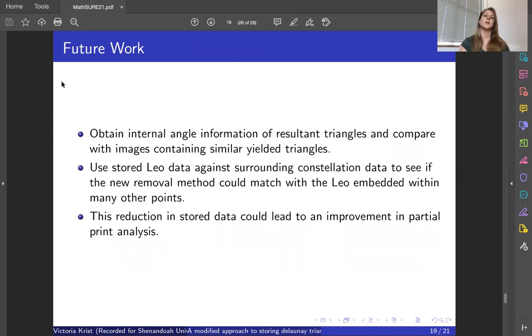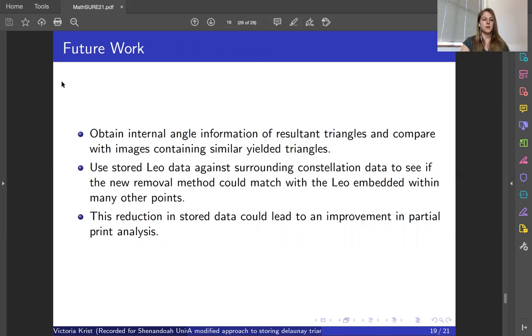For future work, the idea is to obtain internal angle information of the resultant triangles and compare with images containing similar yielded triangles. Also, using stored Leo data arbitrarily against surrounding constellation data to see if the new removal method could match with the Leo embedded within many other points. So just adding more data points to the set.